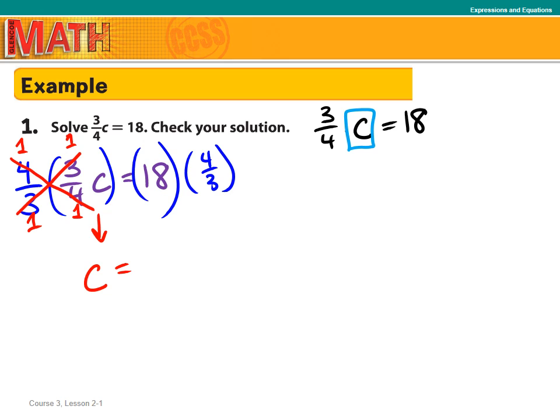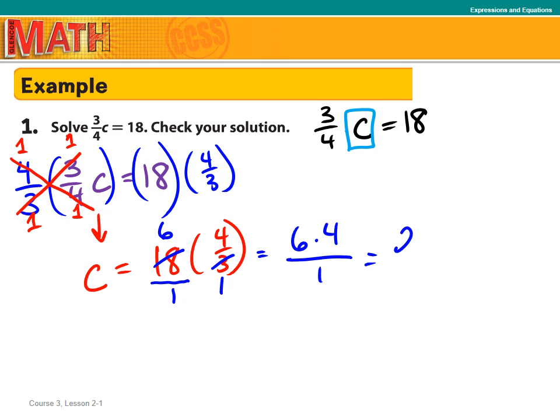So now we have 18 times 4/3. When we're dealing with fractions and whole numbers, we can always make a whole number into a fraction. And now I'm going to see if I can cross cancel. Now, I know that 3 can be multiplied to get into 18. So I'm going to cross cancel by 3's. So 18 divided by 3 I know is 6. 3 divided by 3 is 1. So now I'm left with 6 times 4 over 1. 6 times 4 equals 24 over 1, or just 24. So in this case, c is equal to 24.